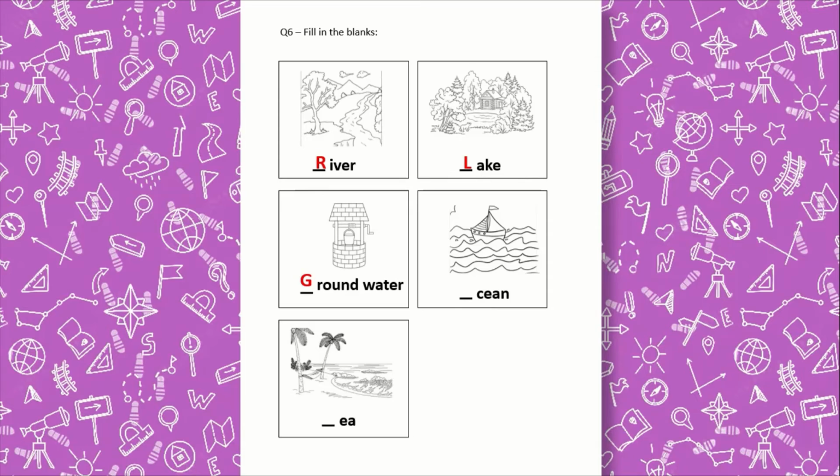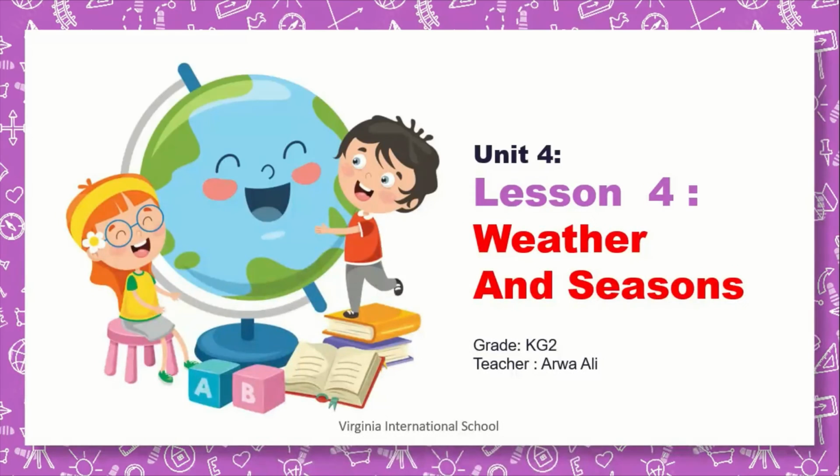Next, I see only water, which means it's ocean. Ocean. What letter does an ocean start with? An O. Correct. Next, I see a sea. Sea. What does the sea start with? An S. Correct. Next lesson is weather and seasons.